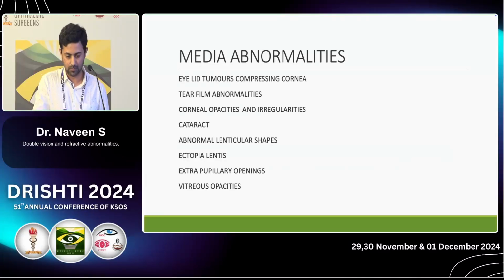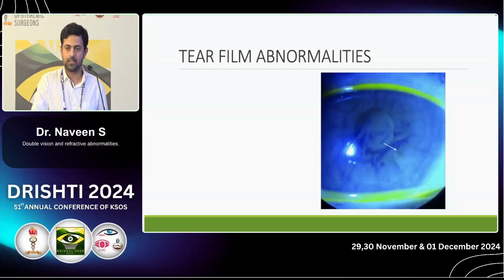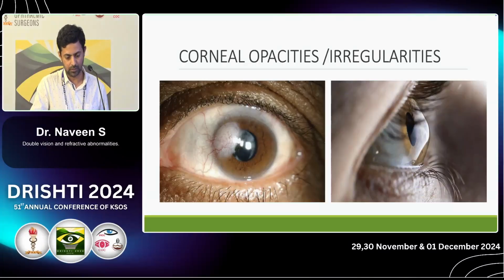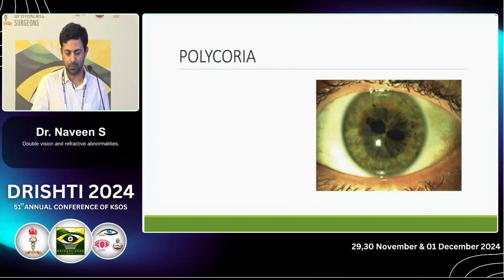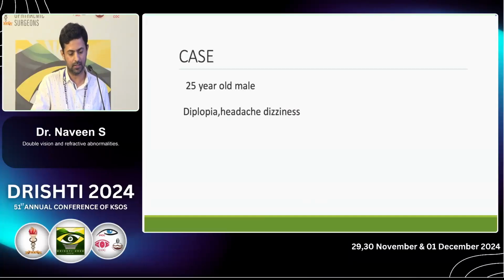The next thing is about the media abnormalities. Any abnormalities from the anterior to posterior can cause light diffraction and monocular diplopia. So it can be a lid tumor which compresses the cornea, or a tear film abnormality, or any corneal opacity or irregularity. It can be multiple pupils like polycoria, and it can be an abnormality in the lens which causes diplopia. This is another case, a 25-year-old male presenting with diplopia, headache and dizziness.